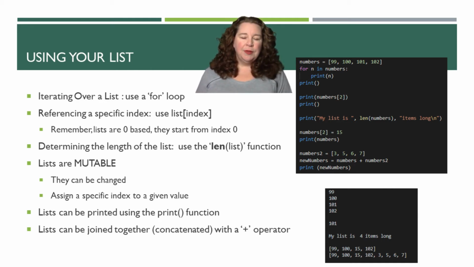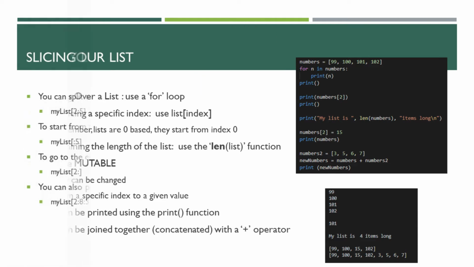Another thing that we can do with lists is we can concatenate them together. We can join them together. The joining operation, the concatenation operation for lists, is just a plus sign. We can take 2 lists, the way I've done here with numbers and numbers 2, where I can add the 2 lists together and create one list that holds all of the values. Okay, so these are a couple of different things that you can do with your list once you get hold of it.